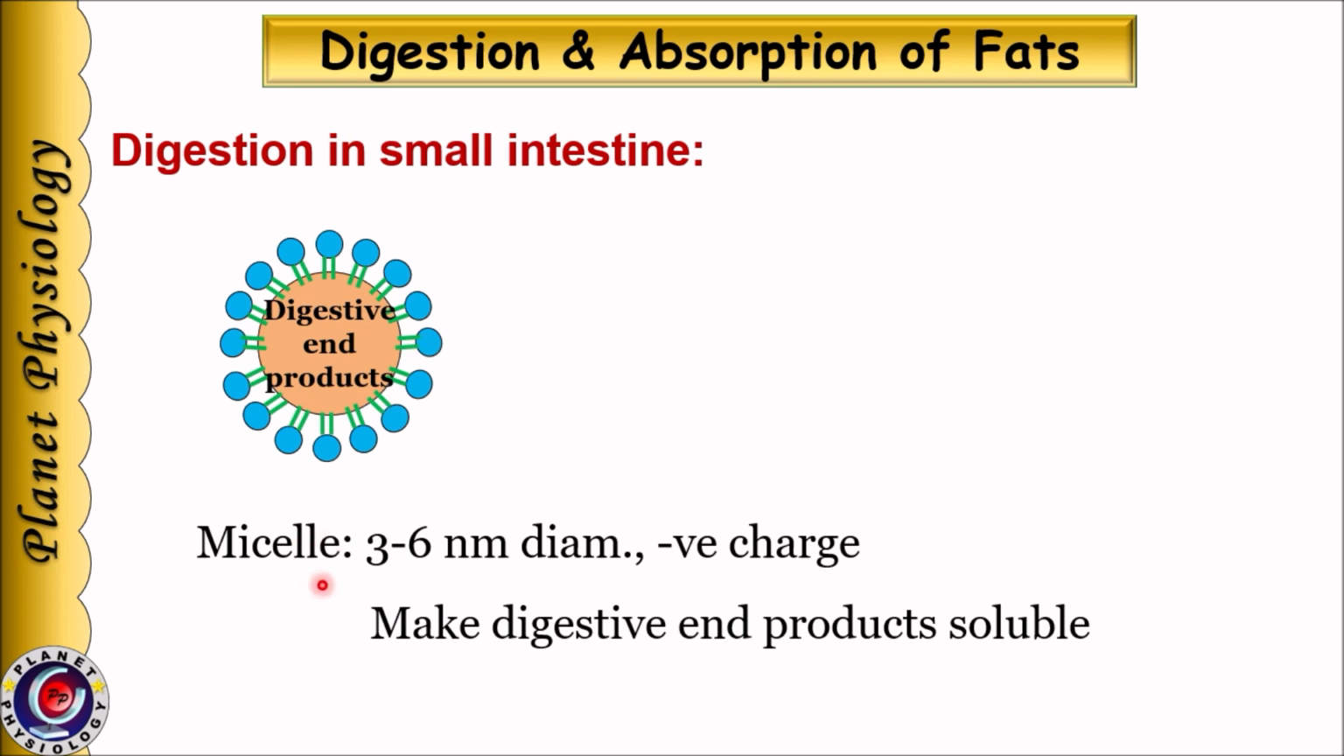This structure is now called a micelle. These are small molecules, 3 to 6 nanometers in diameter, and these are negatively charged. Because of the smaller size and negative charge, micelles are made water soluble. Now let us see the process of fat absorption.